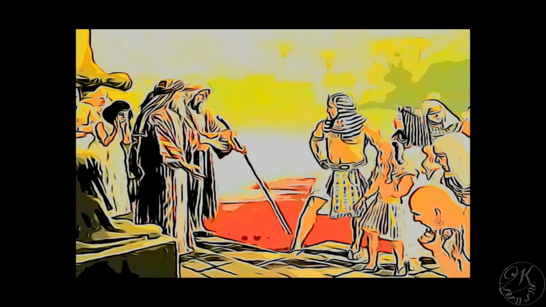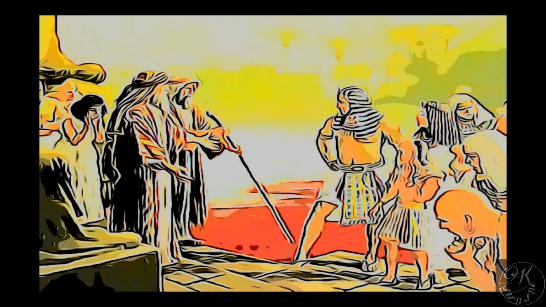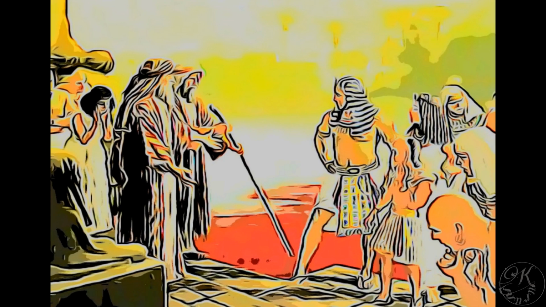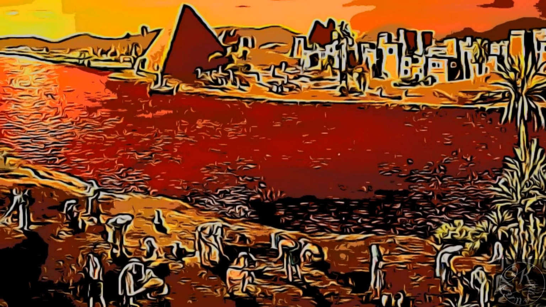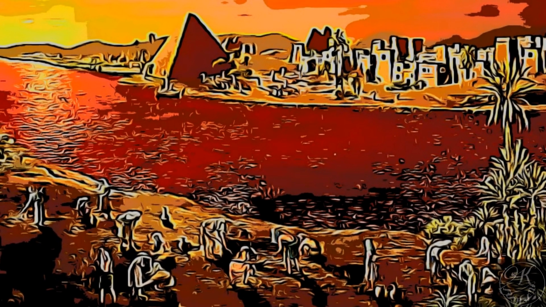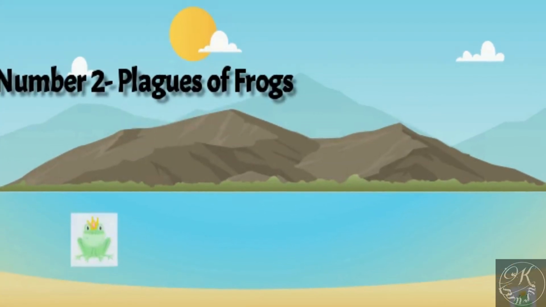A small fact about this in theories is that a scientist named John S. Marr, an epidemiologist, who wrote a 1996 journal article featured in the New York Times, argues that red algae could have sucked oxygen out of Egypt's waterways, killed the fish and turned the water red. Hence proved. Number 2, Plague of Frogs.